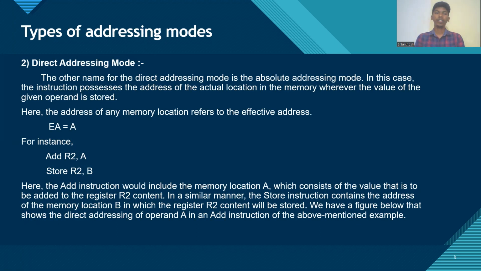EA equals A, that is, effective address is equal to the address. For instance, add R2 A, store R2 B. Over here you can see that you're not using any hash symbol. You're just referring to the name of the address itself, A, and then using it to store the value into B. That's all. So here the add instruction would include the memory location A, which consists of the value that is to be added to the register R2 content. In a similar manner, the store instruction contains the address of the memory location B, in which the register R2 content will be stored.